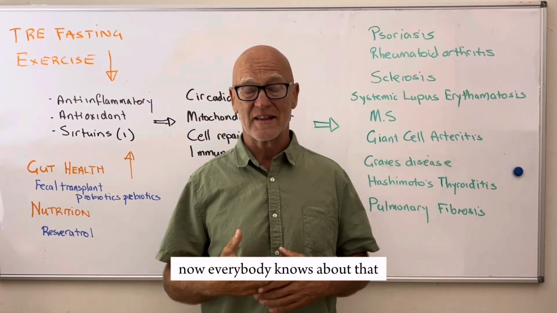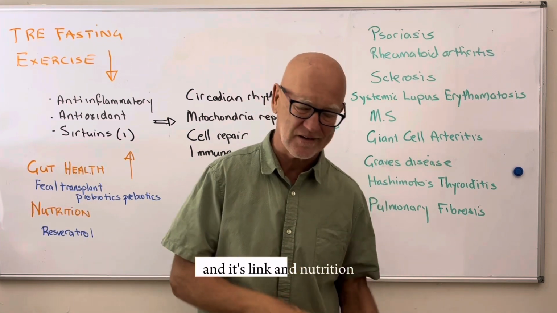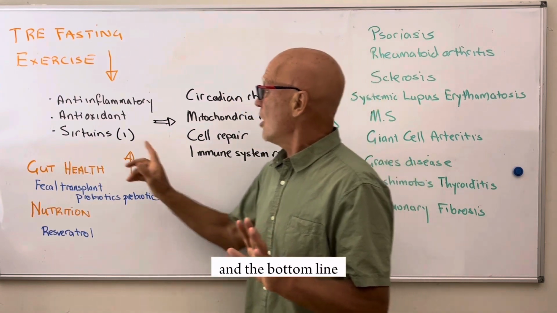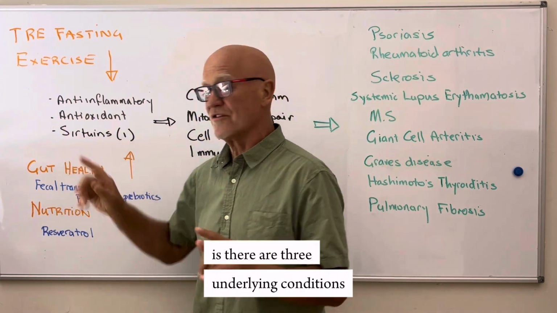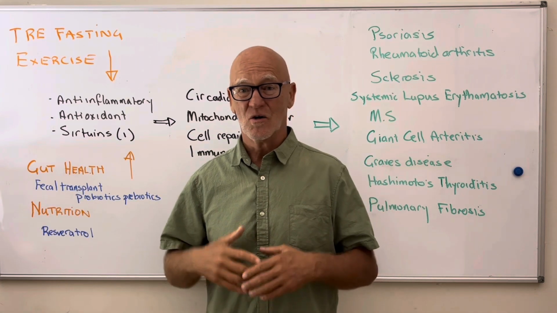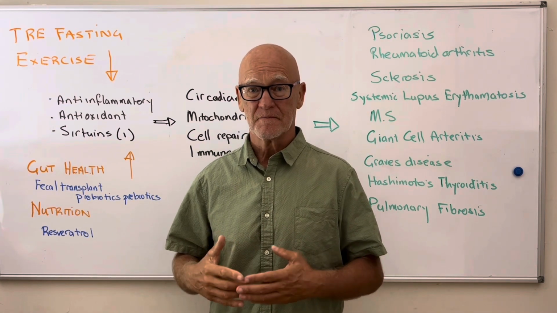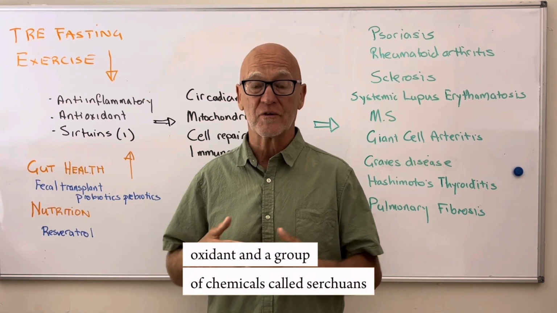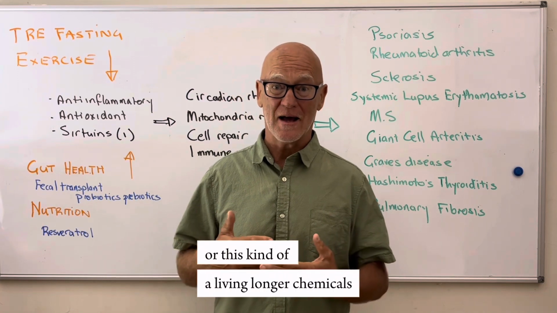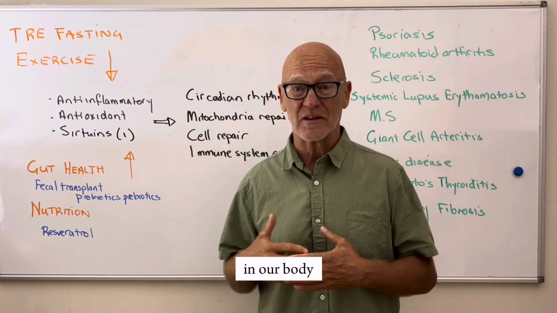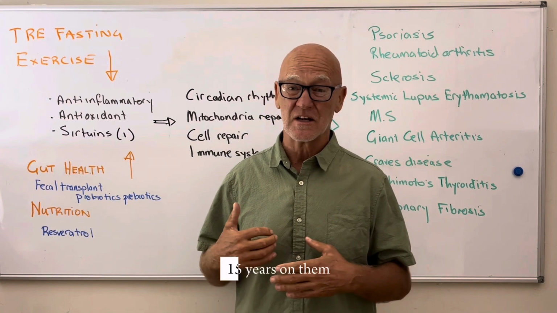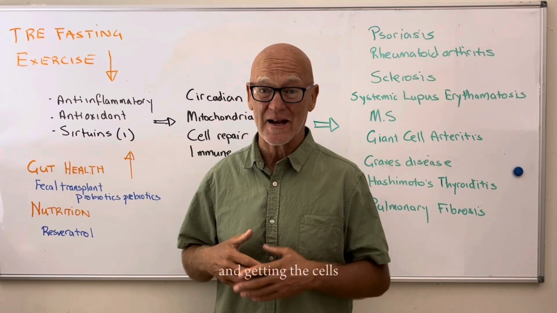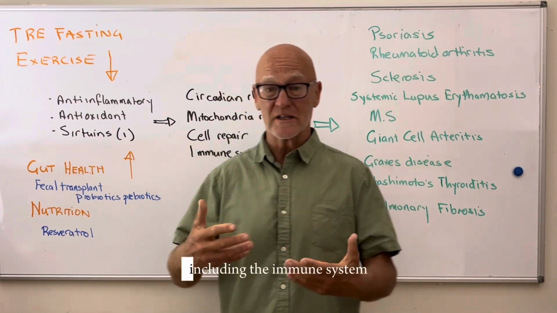Now, everybody knows about that. You know about gut health and its link and nutrition. Well, I'm just going to emphasize some of those issues here. And the bottom line is there are 3 underlying conditions that we know are linked with all of these autoimmune conditions: inflammation, oxidation, and a group of chemicals called sirtuins, which are the longevity chemicals, or the messengers in our body. There's been a lot of research over the last 10-15 years showing that they're linked with cleaning up the cells and the mitochondria and getting the cells and everything working properly again, including the immune system.